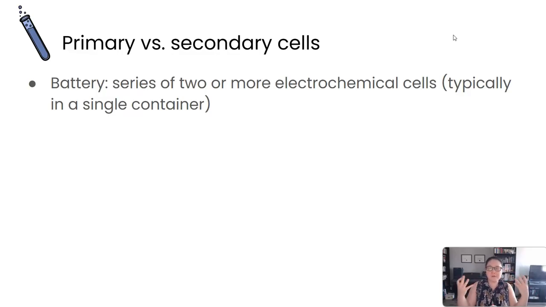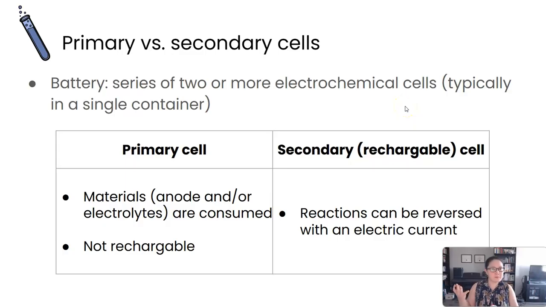Now from here, you might be aware that there are different types of batteries. Your very traditional type of battery where you use it all up and that's the end of it, and then you also have rechargeable batteries. The first type, where you use it up and have to dispose of it, is a primary cell. In a primary cell, the materials, whether it's the anode itself or the electrolytes, are consumed. They are used up, and that's why you can't keep on using it. They are not rechargeable. You can't reverse that reaction to continue using it.